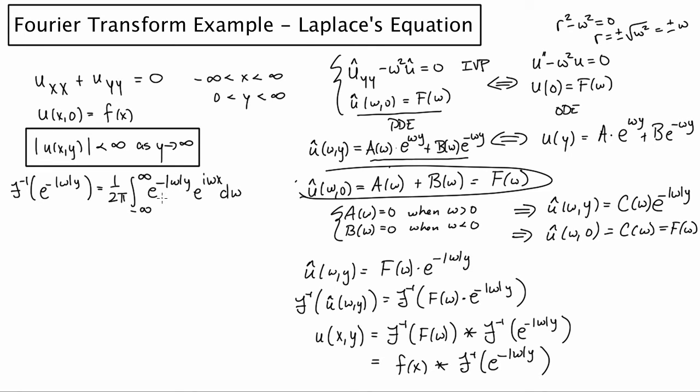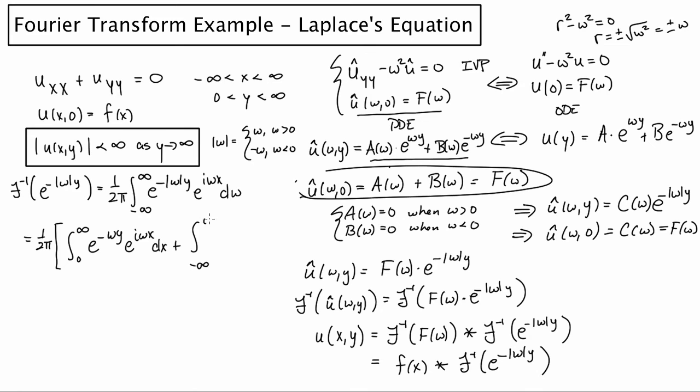Because the absolute value is involved here, remember the definition of the absolute value of omega: it's just omega when omega is greater than 0, and it's negative omega when omega is less than 0. That definition inspires us to break this up into two integrals. The first integral is the integral from 0 to infinity, where the absolute value of omega gets replaced with just omega. And the second integral is the integral from minus infinity to 0, where it gets replaced with negative omega.